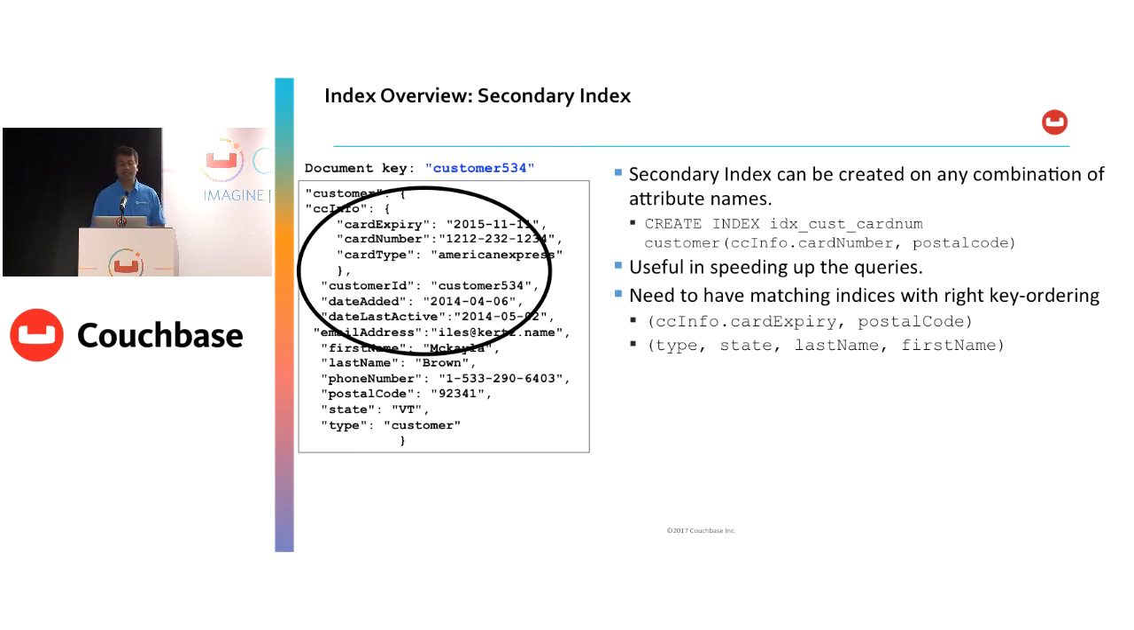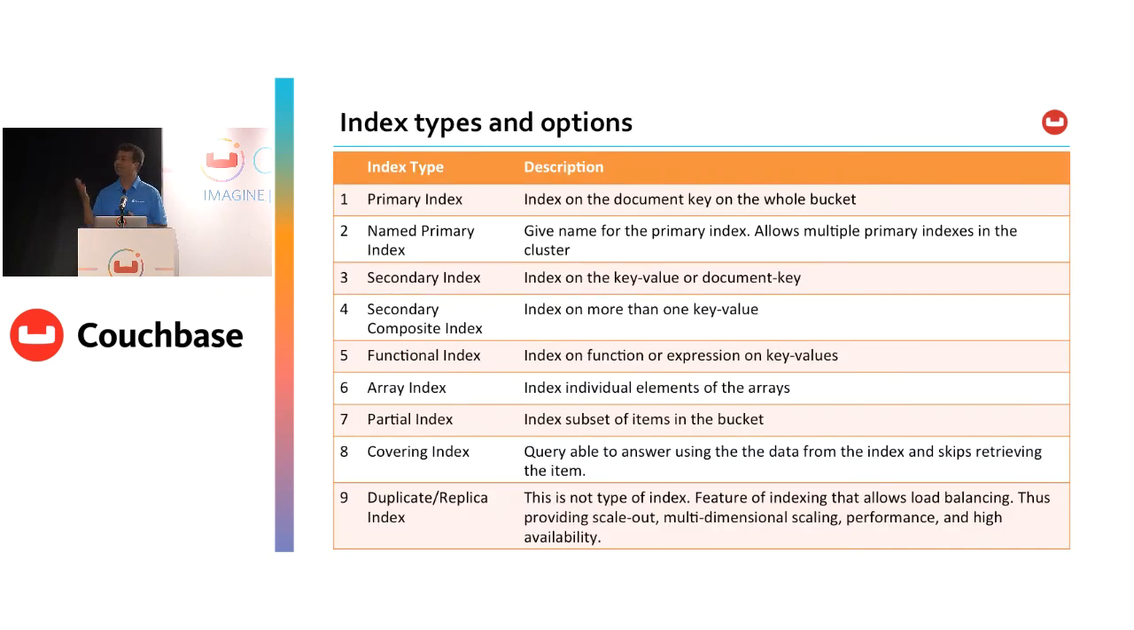Here's a simple example of an index. It looks and feels like a standard index that you create in a relational system, except you can index nested fields, arrays, and so forth, right? Here are the varieties of indexes. You can create primary indexes. Primary indexes are roughly equivalent to your table scans. It's great to have them during your development.